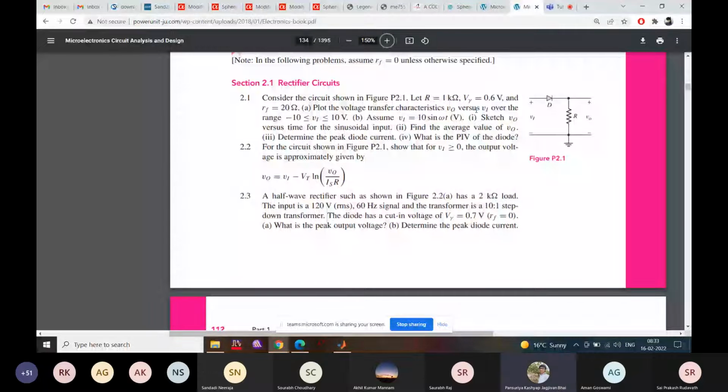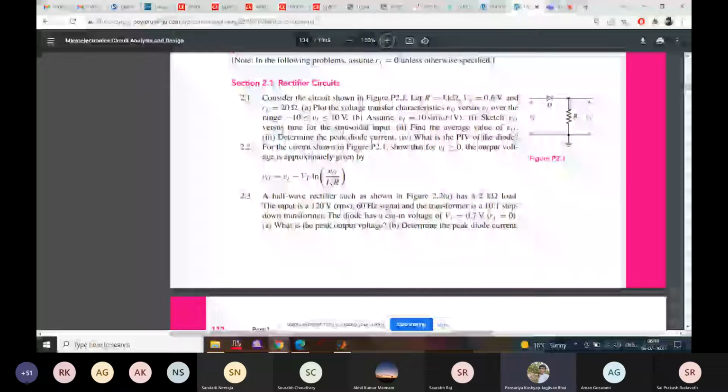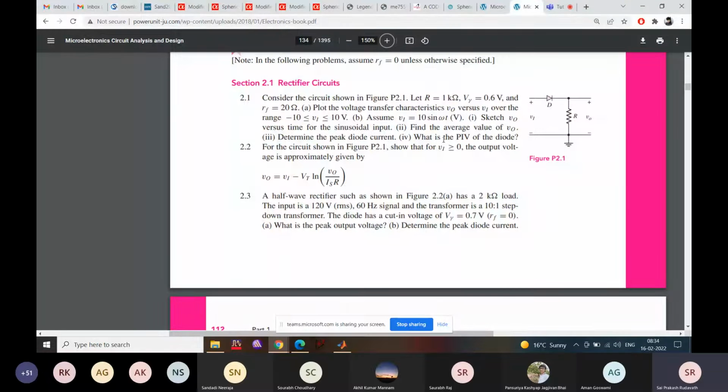Sir, is it V in minus V gamma? Which one, part A? You're saying that? I'm asking what is peak inverse voltage? Why is it important? It is the maximum voltage in case of a reverse bias condition.